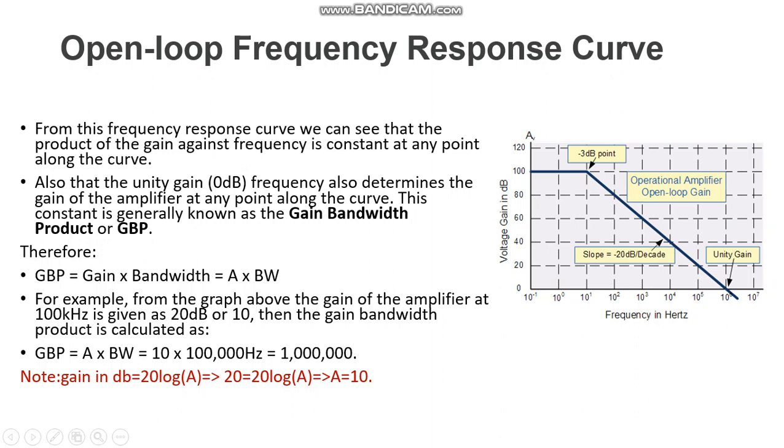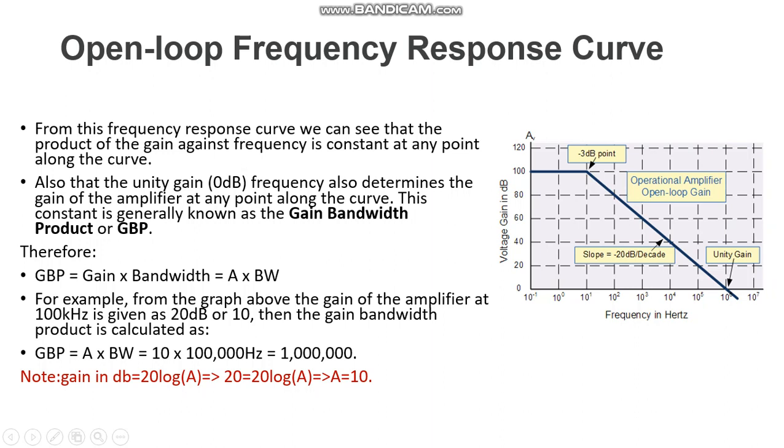Why unity gain? This is a log dB scale. 20 log 1 equal to 0. This is the 20 log A scale. If 20 log A equal to 0, A should be 1. In this case, A is taken as 10. That is 20 log A equal to 20, A equal to 10. Okay, A equal to 10.